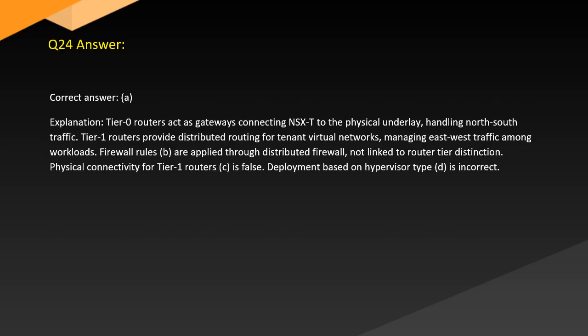Answer. Correct answer, A. Explanation. Tier 0 routers act as gateways connecting NSX-T to the physical underlay, handling north-south traffic. Tier 1 routers provide distributed routing for tenant virtual networks, managing east-west traffic among workloads. Firewall rules, B, are applied through distributed firewall, not linked to router tier distinction. Physical connectivity for Tier 1 routers, C, is false. Deployment based on hypervisor, D, is incorrect.